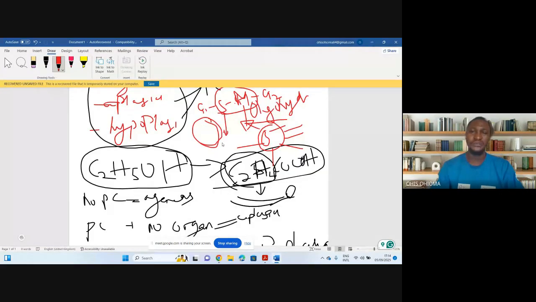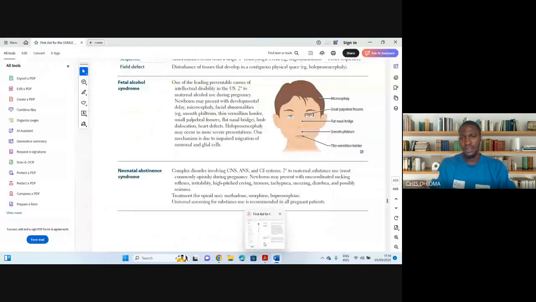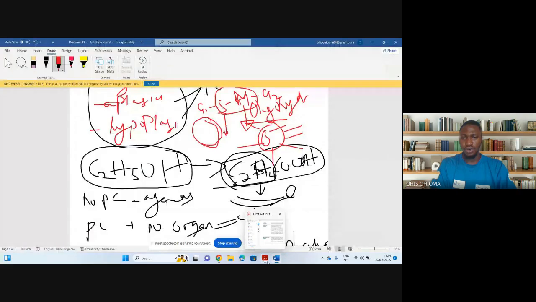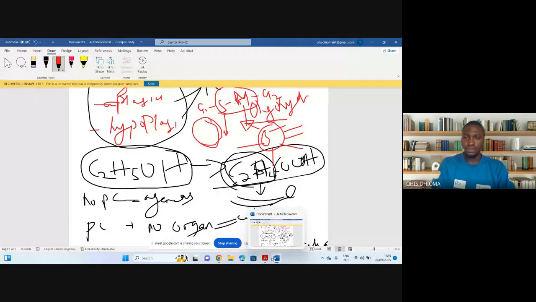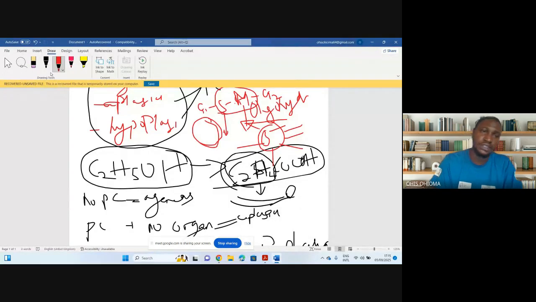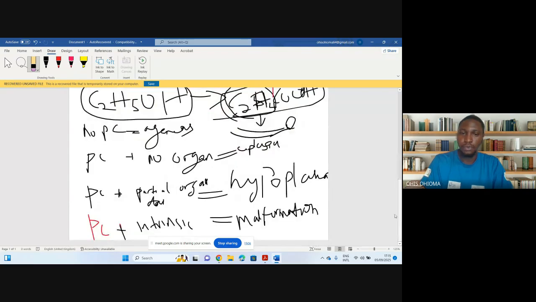Also, the CNS is affected. The patient's brain is small. The baby can't really do a lot of things. And another thing you need to know is that fetal alcohol syndrome is worse in a patient with holoprosencephaly. I don't know if I murdered that word. I'm sorry, guys. Holoprosencephaly.